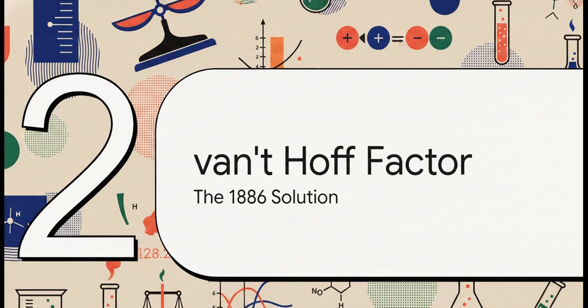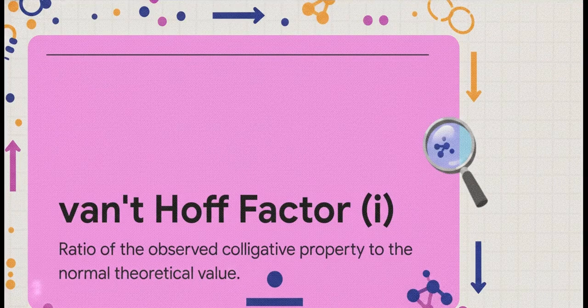Moving on to Section 2, enter the Van 't Hoff factor, the 1886 solution. Okay, to express the true extent of a solute's rebellious behavior, whether that's association or dissociation, Jacobus Henricus van 't Hoff introduced a brilliant mathematical correction tool back in 1886. We call it the Van 't Hoff factor, usually represented by the lowercase italic letter i. It's actually pretty elegant. It's simply the ratio of the observed, or experimental, colligative property divided by the normal, theoretical value. You can also calculate it by dividing the theoretical molar mass by the observed molar mass. Basically, it acts as a reality check multiplier. It tells us exactly how much our particle count deviated from what we originally expected.